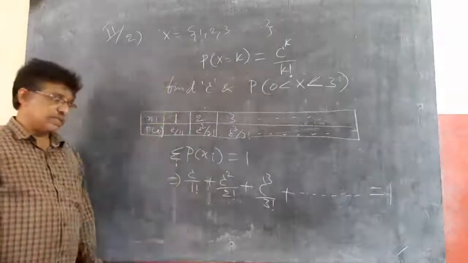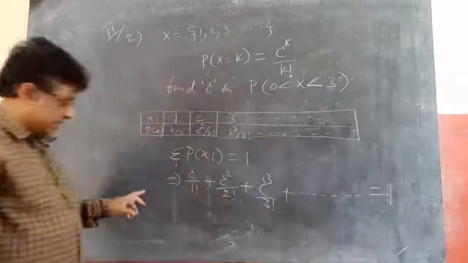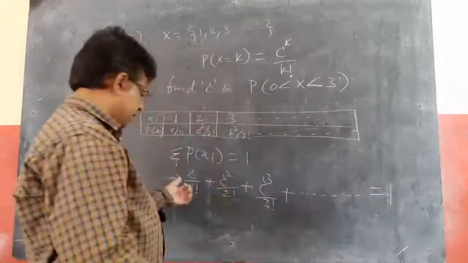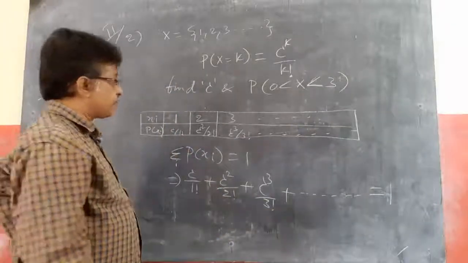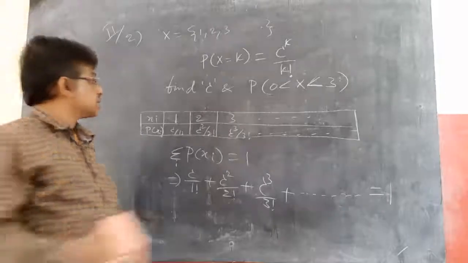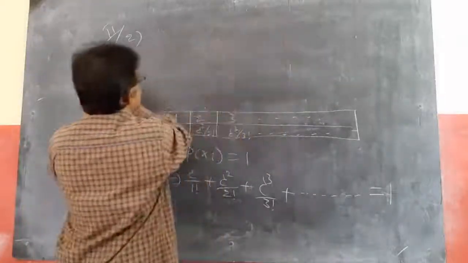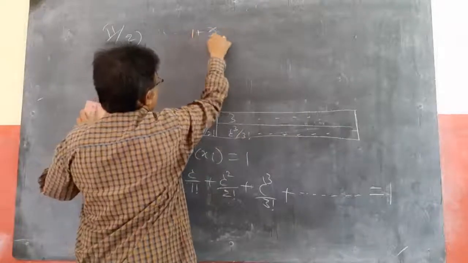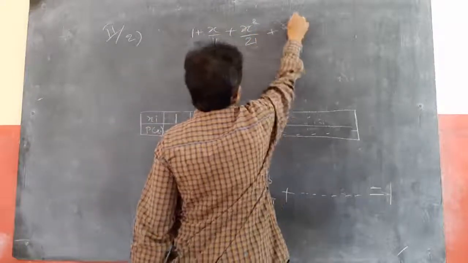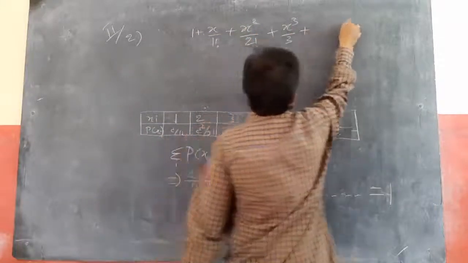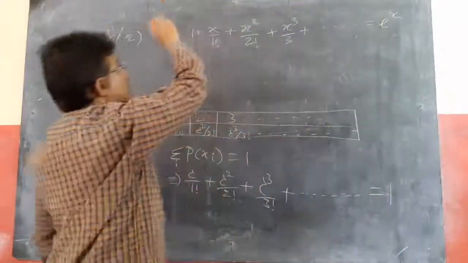Total probability is always equal to 1. But if you observe this equality, c factorial 1, c square by 2 factorial, c cube by 3 factorial and so on, this is in the form of 1 plus x by 1 factorial plus x square by 2 factorial plus x cube by 3 factorial and so on till infinity, which is always equal to e power x.